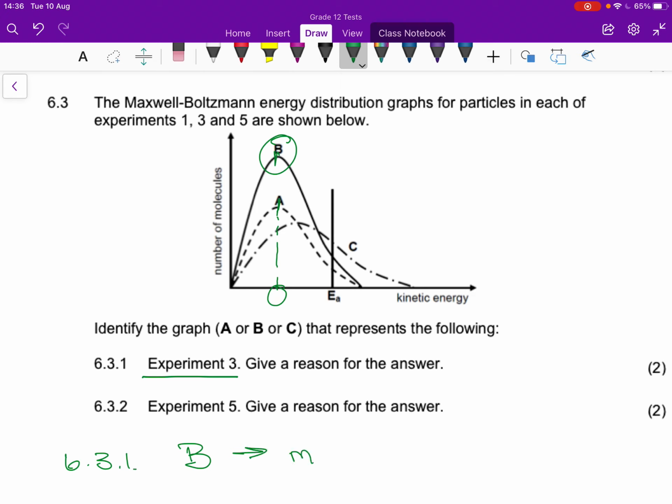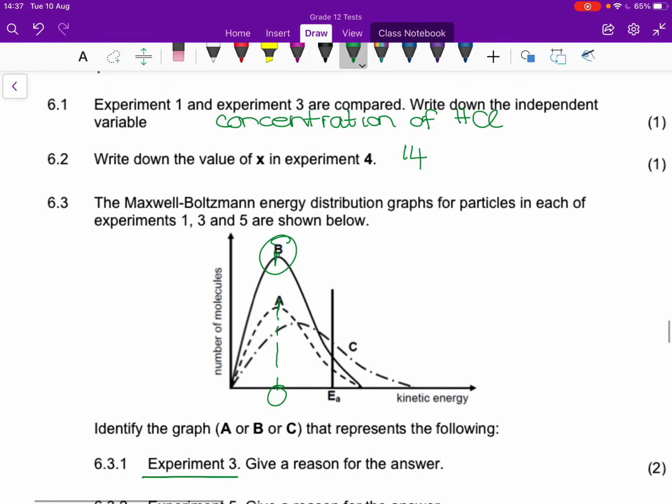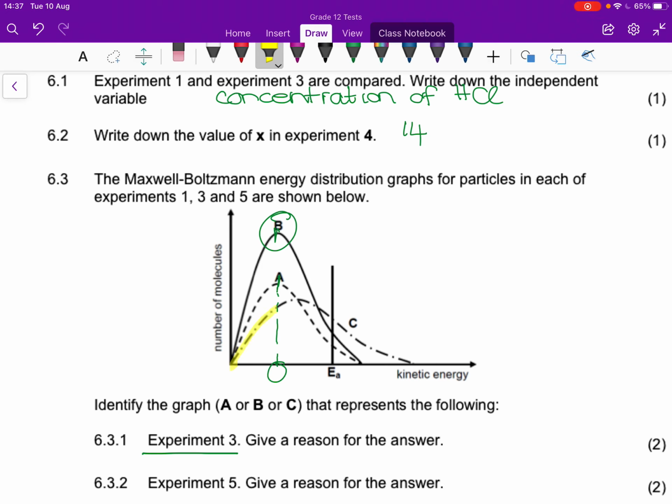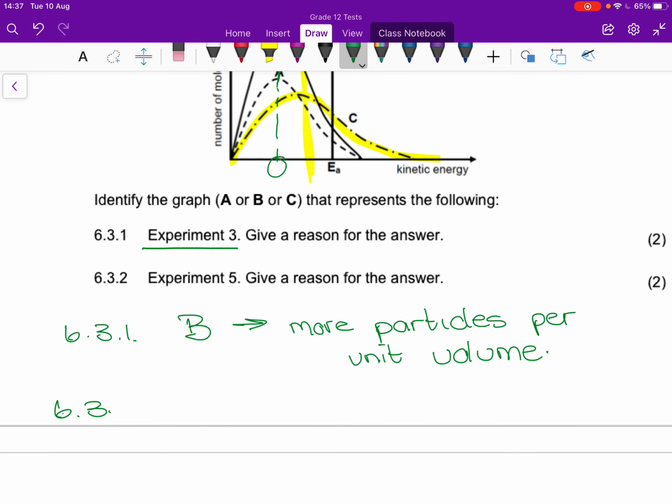Why? Because there are more particles per unit volume. Concentration, don't forget, is per unit volume. Okay, because that's how we know. Then they want experiment 5. Now experiment 5, higher temperature. What do we know about the graph? At a higher temperature, it goes flatter and wider. I've got a higher kinetic energy. So 6.3.2, C is experiment 5.